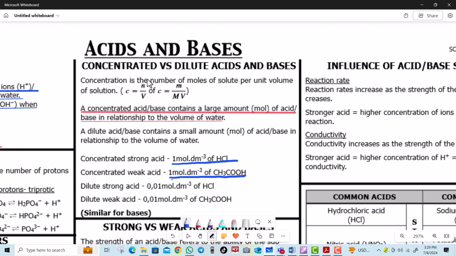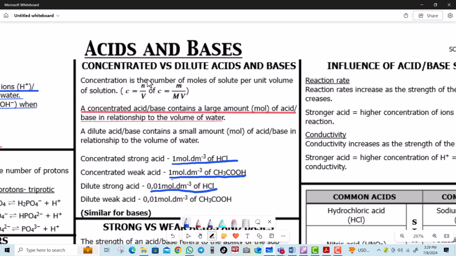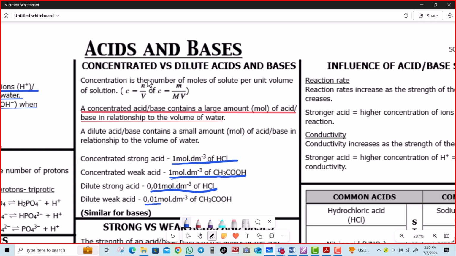Then we can have a dilute strong acid, like in this case 0.01 moles per decimeter cubed of HCl. This is now dilute, all together, although it's strong. Then we have a dilute weak acid, for example, what? 0.01 mole of ethanoic acid. So this is dilute and also weak.